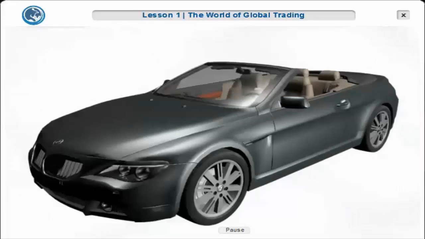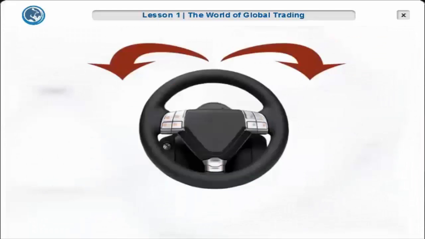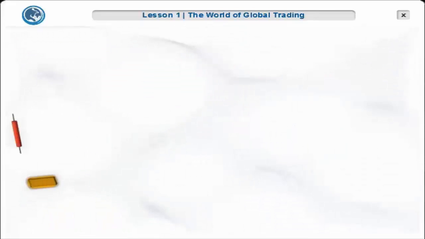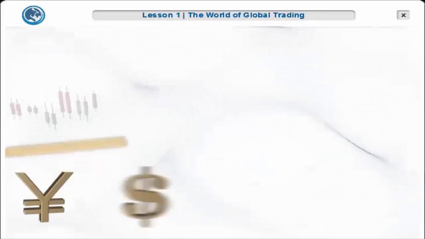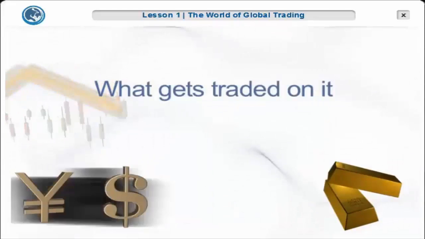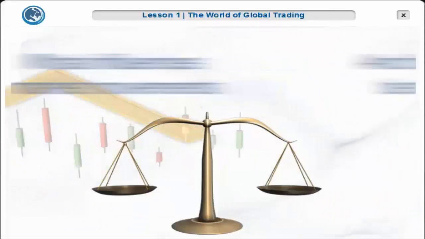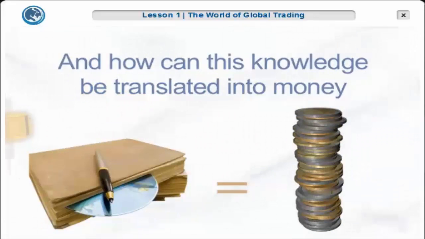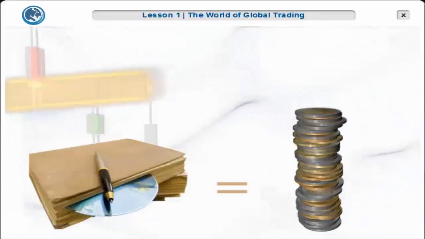Before driving a car, you need to learn how to drive. For exactly the same reason, before you can begin trading, you need to learn how to trade and get to know the market. What is the market? What gets traded on it? What influences market movements? And how can this knowledge be translated into money? In the next lesson, you will learn the basics of the fascinating world of trading.